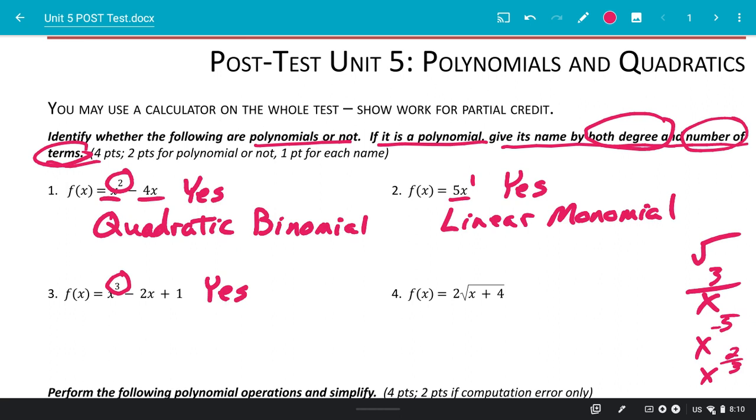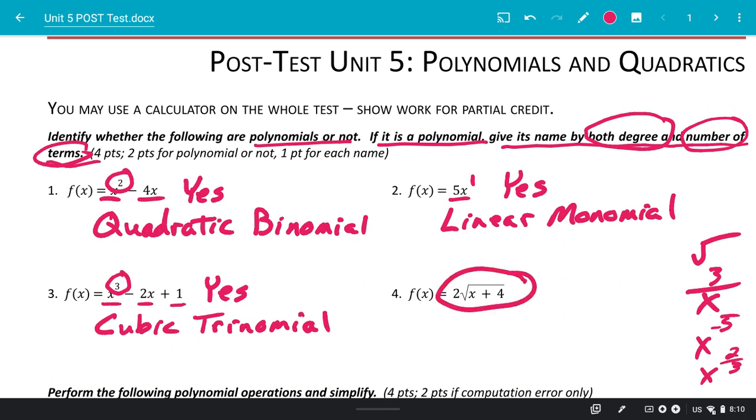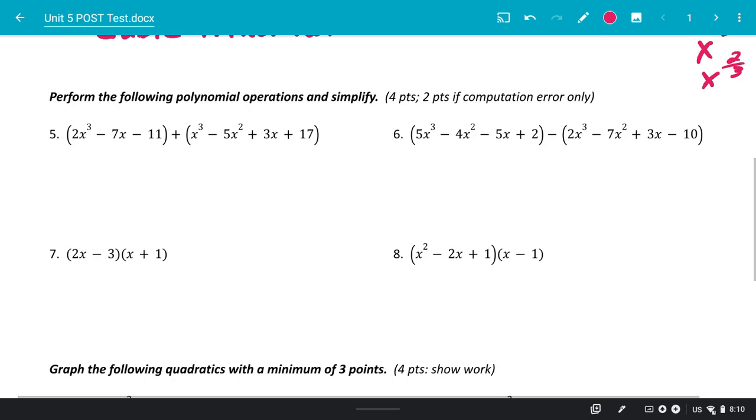So yes, it's a polynomial. It's to the third power, which makes it cubic. And it has 1, 2, 3 terms, making it a cubic trinomial. Number 4, I can see it has a square root there. So it is not a polynomial. I think everybody did relatively well on those 4.